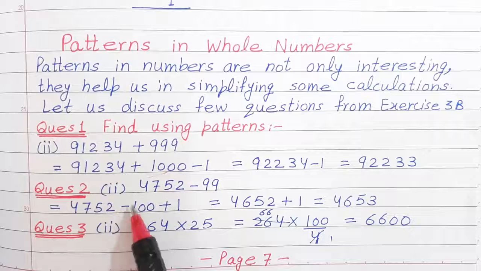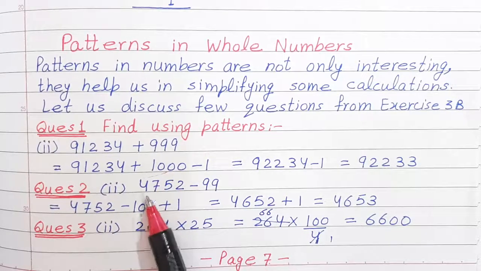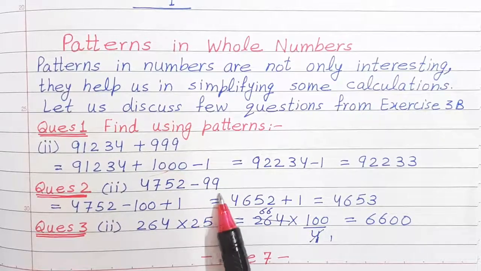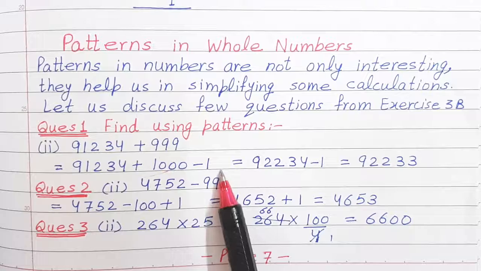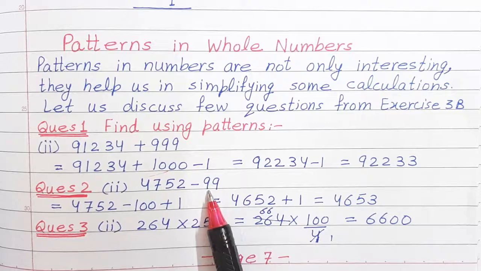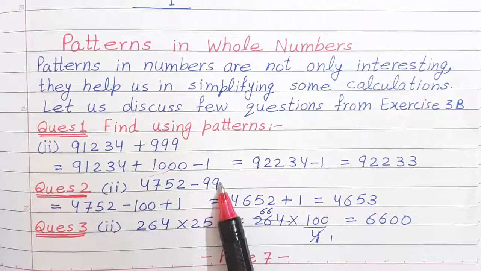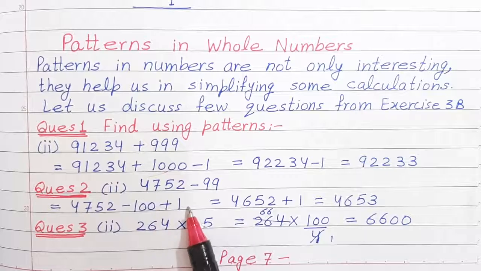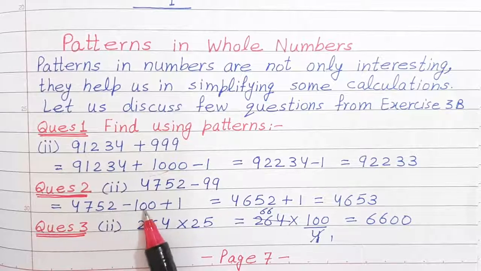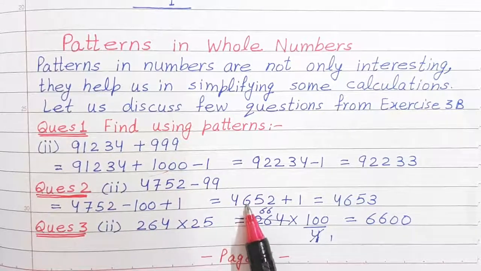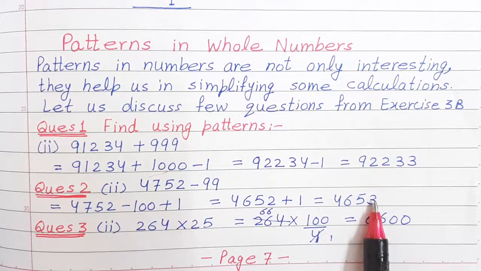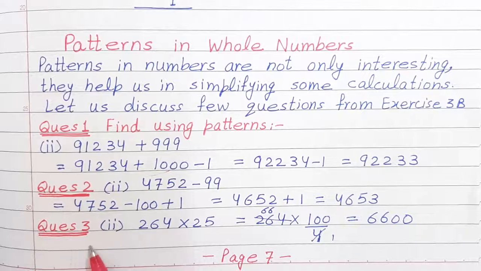Let's move on to next part. Question number 2 is 4,752 minus 99. Students, here also instead of 99, 99 is what now? 100 minus 1. But it is minus 99. So we will write minus 100 plus 1. Right? Now 4,752 minus 100 is 4,652. Then we add 1 to it. Clear? Now next question.